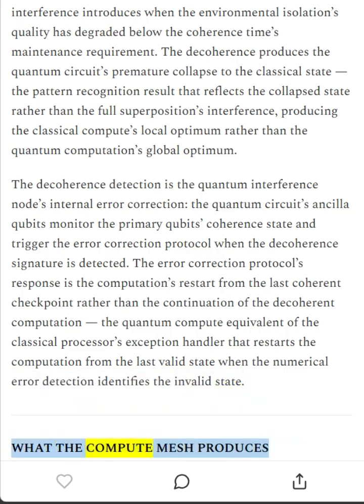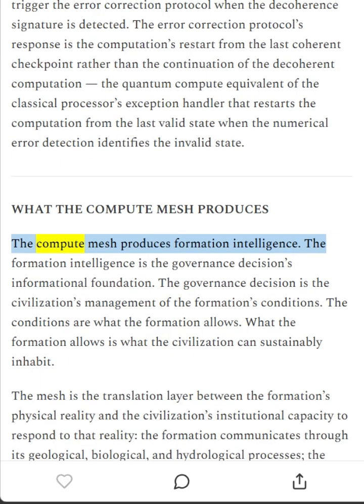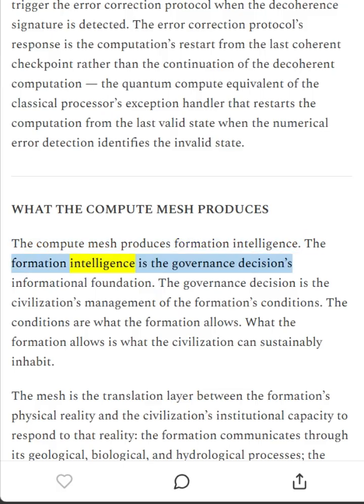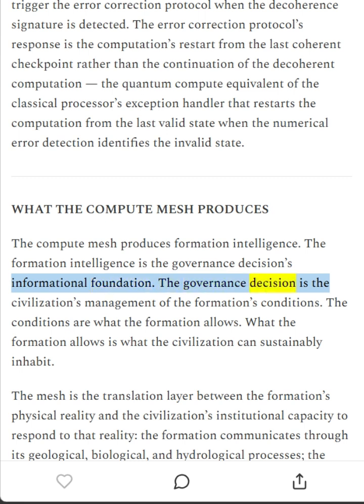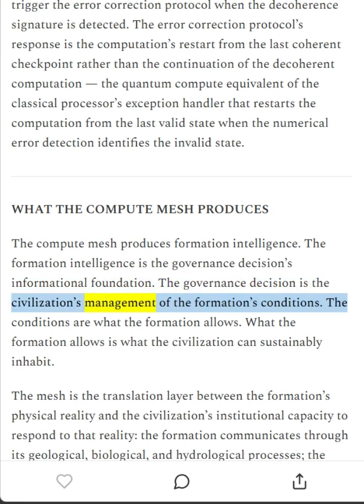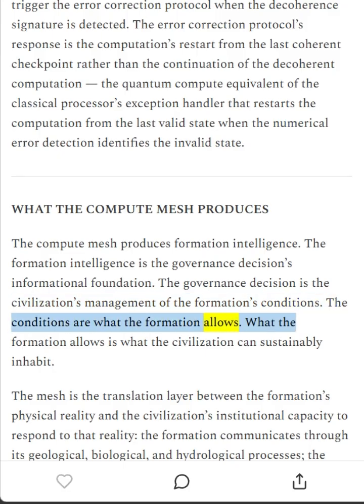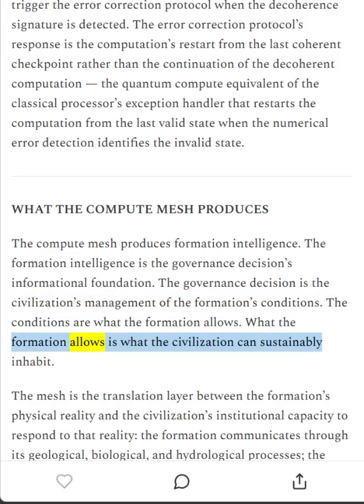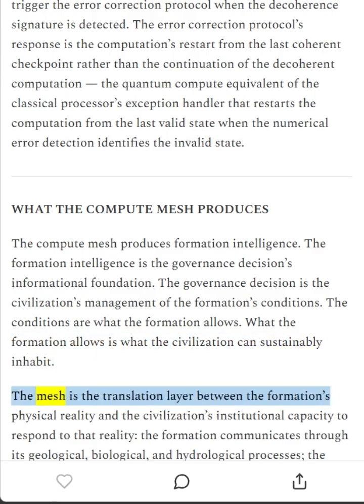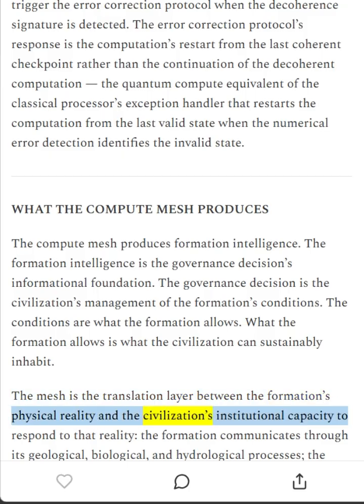What the compute mesh produces. The compute mesh produces formation intelligence. The formation intelligence is the governance decision's informational foundation. The governance decision is the civilization's management of the formation's conditions. The conditions are what the formation allows. What the formation allows is what the civilization can sustainably inhabit. The mesh is the translation layer between the formation's physical reality and the civilization's institutional capacity to respond to that reality.